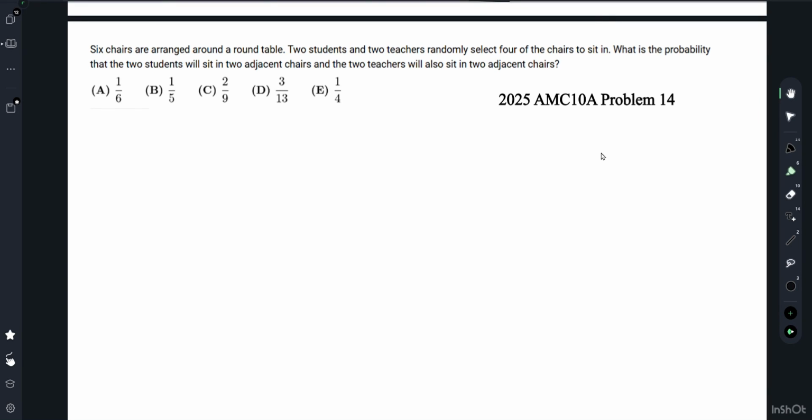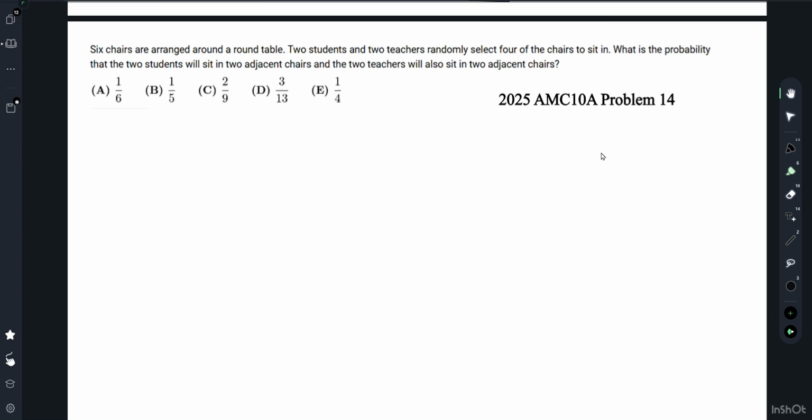Today we're going to be doing the 2025 AMC10A Problem 14. So 6 chairs are arranged around a round table. 2 students and 2 teachers randomly select 4 of the chairs to sit in. What is the probability that the 2 students will sit in 2 adjacent chairs and the 2 teachers will also sit in 2 adjacent chairs?